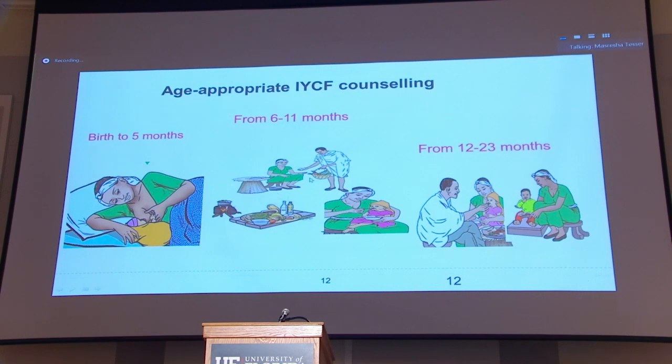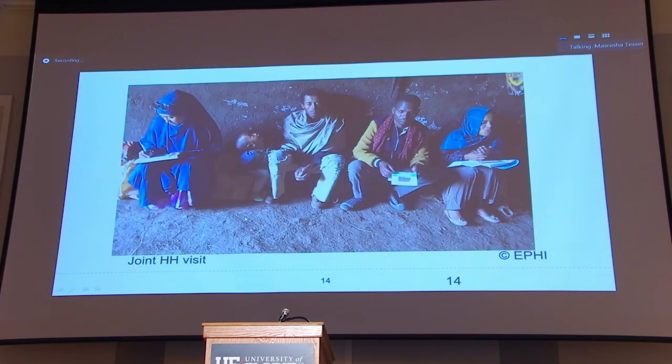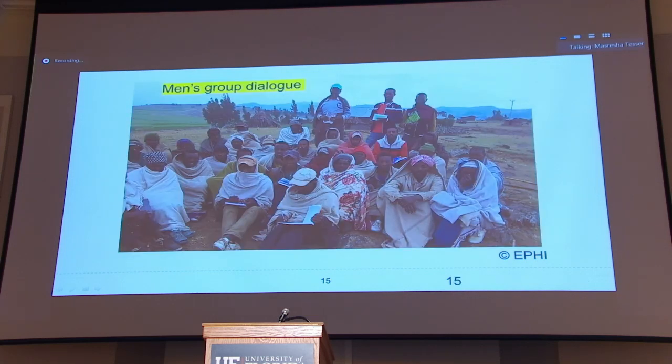And this is also the joint visits. On the right side, you see the women health extension workers, and on the left side, you see the agricultural extension workers. They are jointly visiting the farmer household and providing advice. And in this picture, you also see the men's dialogues, and this dialogue is particularly providing different kinds of messages, including both nutrition as well as other gender-related aspects, to men farmers in the rural communities.